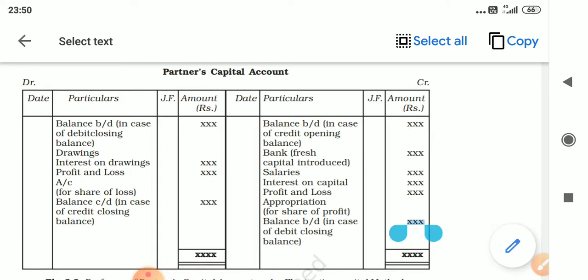Now apart from this, you have something called partner's interest on loan, isn't it? Now where will interest on loan appear? Interest on loan, children, will not appear in partner's capital account. For interest on loan, we will prepare partner's loan account, and interest on loan will be transferred to partner's loan account. Keep that in mind. Now partner's capital account is over.